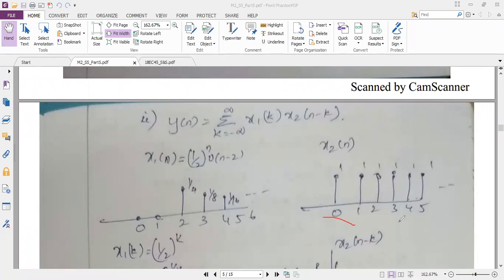So x2 of n, you know how to do it. As per the question, they have given u of n. So u of n, you know how to do it. Towards the positive x-axis, you just have to do the plot. You should not forget the infinity concept. The samples are infinite.